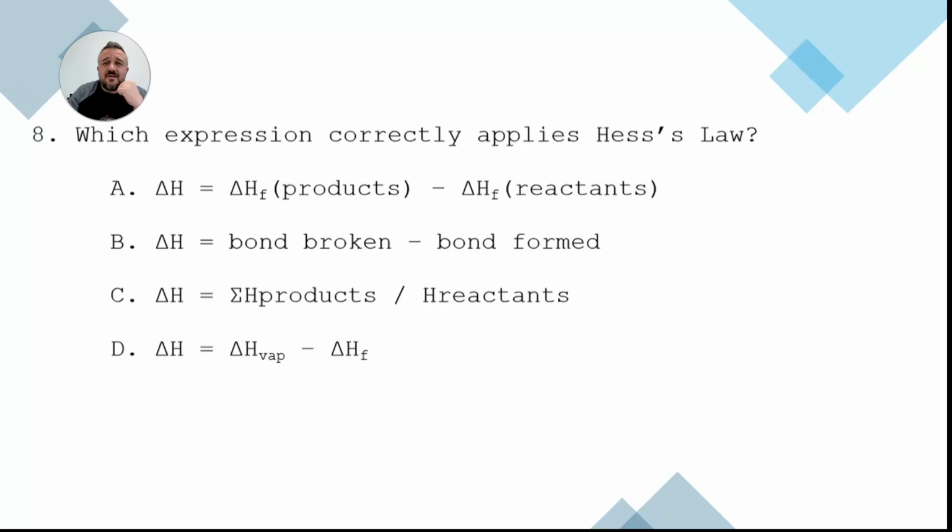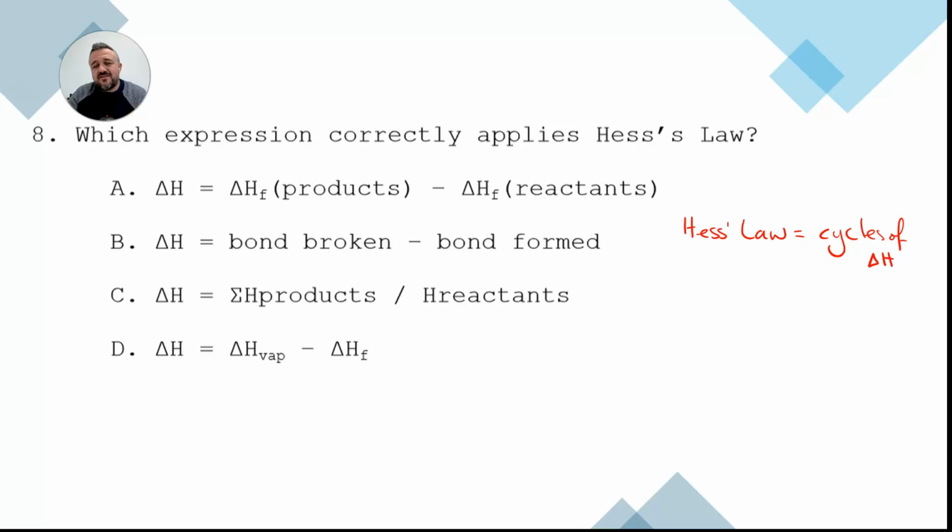So which expression correctly applies Hess's law? So we have delta H equals delta H F products minus delta H F reactants. We have bonds broken minus bonds formed. We have sum of the enthalpy of the products divided by the sum of the enthalpy of the reactants. And then we have the enthalpy of vaporization minus the enthalpy of formation.